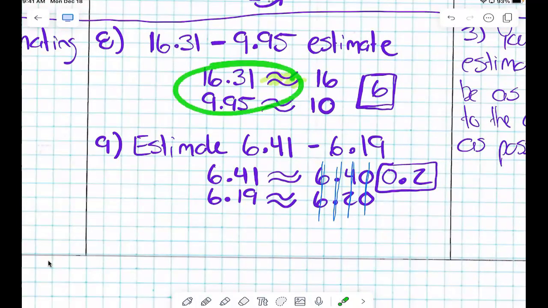Up here, you can see we rounded to the nearest whole number, right? This one, we didn't round to the nearest whole number because both whole numbers were 6. So we actually rounded to the nearest tenth. Could you do this in your brain? Could you think in your brain 6 and 41 hundredths is about 6 and 4 tenths? Yes. 6 and 19 hundredths is about 6 and 2 tenths? And we know the 6's cancel each other out, yeah? So what's the difference between 4 and 2? 2. 2 or 2 tenths, right?